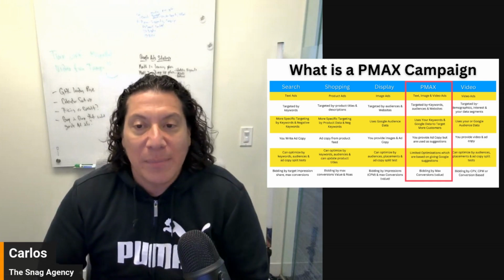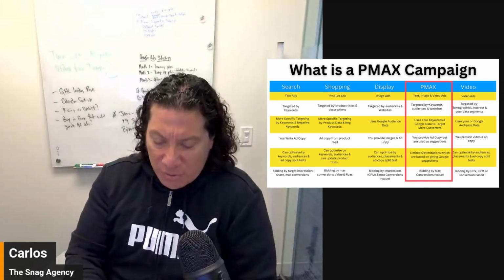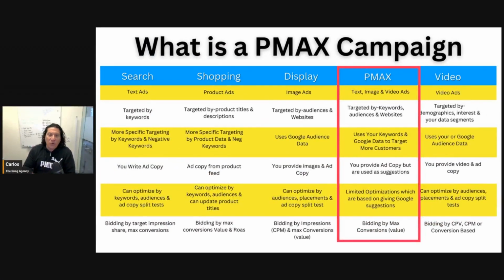Next, PMAX campaigns. These are relatively new. They've been going for maybe 2 or 3 years now with Google. With PMAX campaigns, they utilize text, image, and video ads. So what that tells me is it uses search, display, and video/YouTube ads. These are pretty much smart campaigns that are set up. They're targeted by keywords, audiences, and websites.